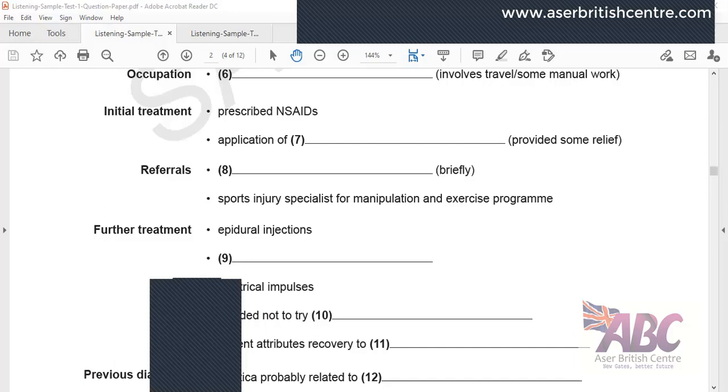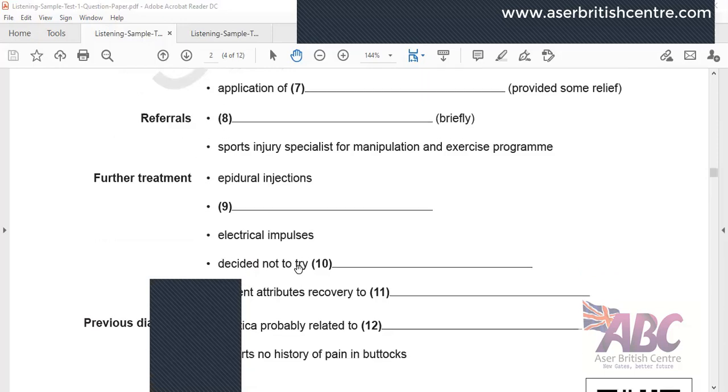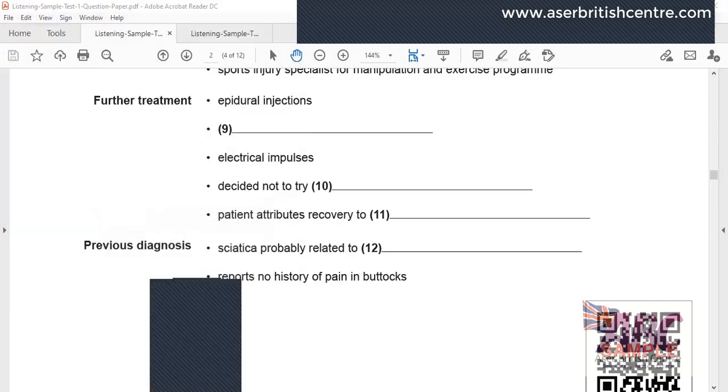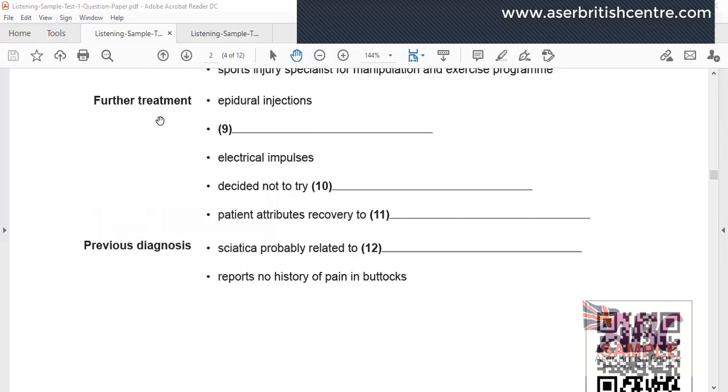Then the GP sent me to see an osteopath. Osteopath referral? That's right, an osteopath. And I got some treatment there, but it didn't seem to make much difference. So I was referred to a sports injury specialist, of all things. And he did a number of things that did seem to ease things a little, like working on my spine and lower legs. Oh, and he gave me a set of exercises to do at home.